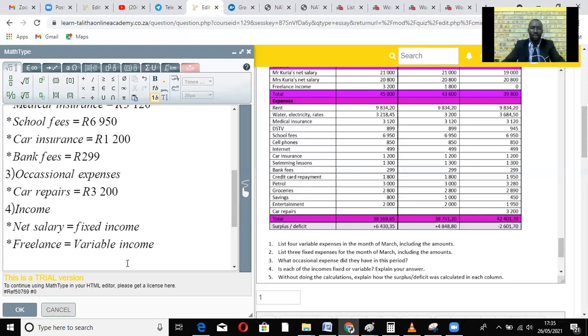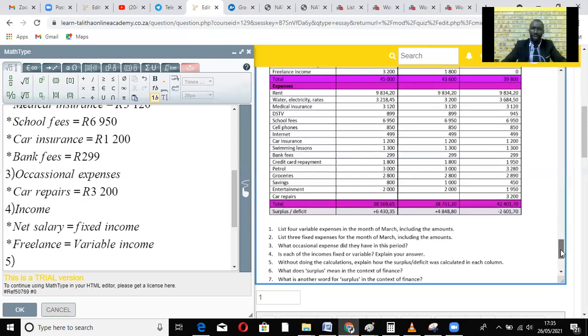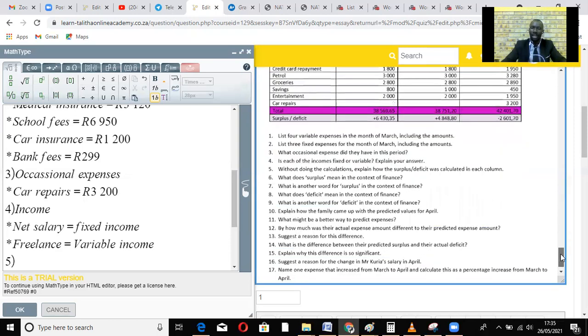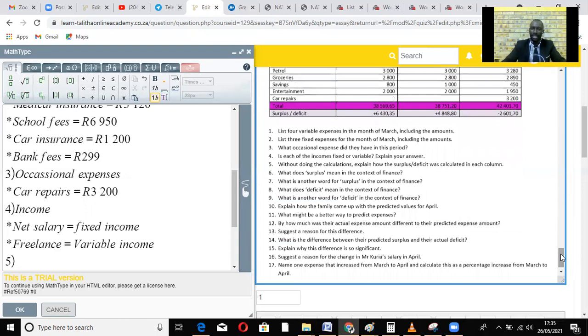So we go ahead to move to question 5. Well, what is question 5 then saying? Question 5 is saying, without doing the calculations, explain how the surplus or deficit was calculated in each month. Very much like saying, how do we calculate surplus? How do we calculate deficit?